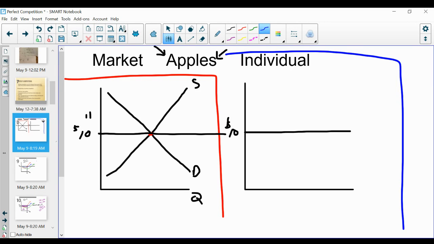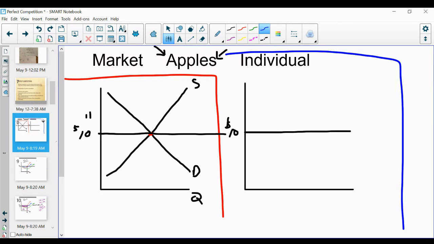For example, would this firm go up to $11 to sell apples? Well, he could, but nobody would buy them because the market demand is 10. Could he or she lower to $9? Well, they could, but that would be crazy. They'd be losing money because they can sell at 10.